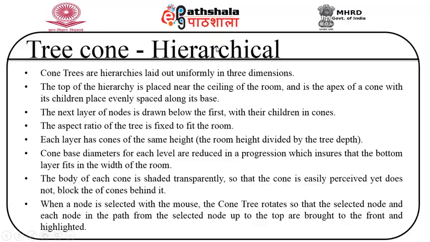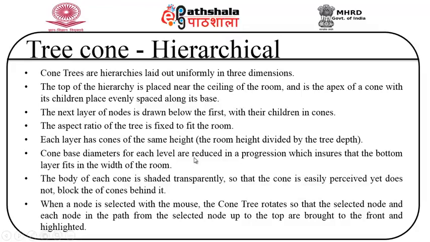The cone tree is a hierarchical structure. Cone trees are hierarchies which are laid out uniformly in 3 directions. The top of the hierarchy is placed near the ceiling of the room, at the apex of the cone, with its children evenly spaced along its base. The next layer of nodes is drawn below the first, with the children in cones. The aspect ratio of the tree is fixed to fit the room. Each layer has cones of the same height.